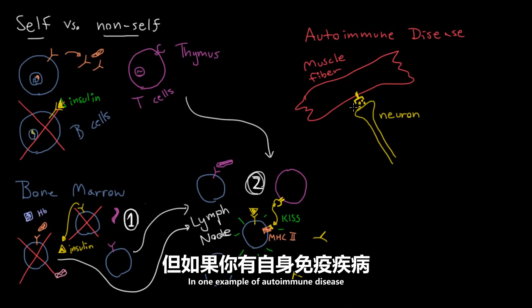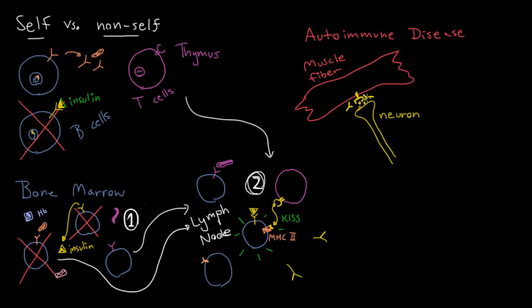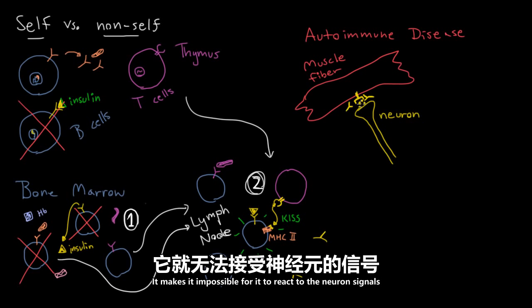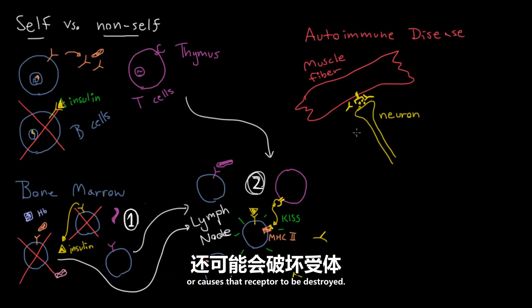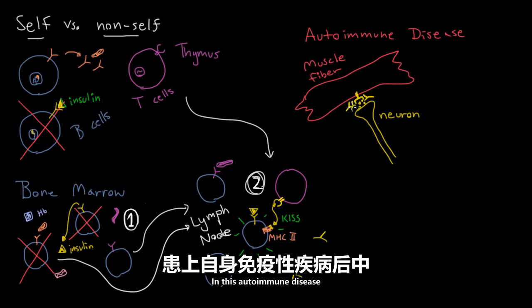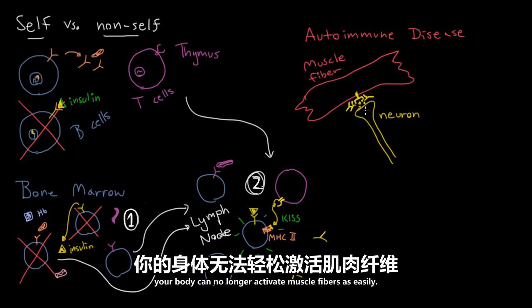But in one example of autoimmune disease, you get antibodies against this receptor here on the muscle. And so they bind to it, and that either stops it from functioning, makes it impossible for it to react to the neuron's signals, or causes that receptor to be destroyed. And those are two mechanisms that have been seen. And so in this autoimmune disease, what do you think will happen? Well, what happens is that your body can no longer activate muscle fibers as easily.